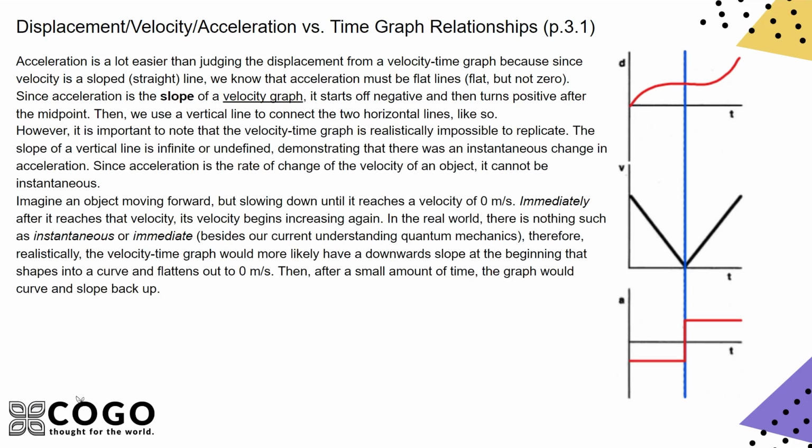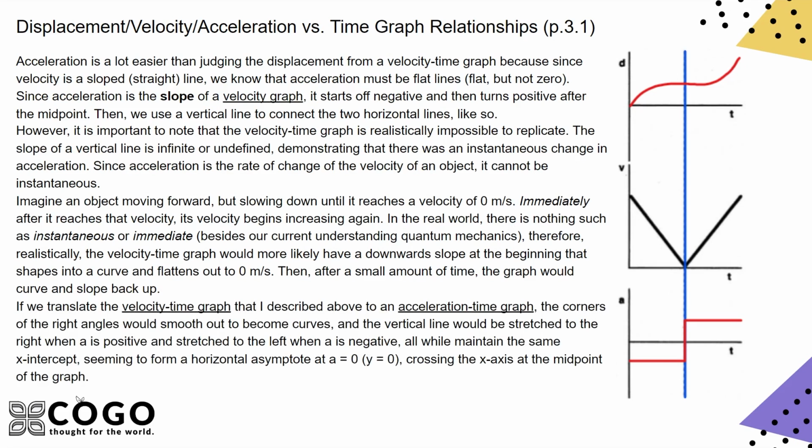Therefore, realistically, the velocity time graph would more likely have a downward slope at the beginning that shapes into a curve and flattens out to 0 meters per second. Then, after a small amount of time, the graph would curve and slope back up. If we translate the velocity time graph that I described above to an acceleration time graph, the corners of the right angles would smooth out to become curves, and the vertical line would be stretched to the right when a is positive and stretched to the left when a is negative, all while maintaining the same x-intercept, seeming to form a horizontal asymptote at a equals 0 or y equals 0, crossing the x-axis at the midpoint of the graph.